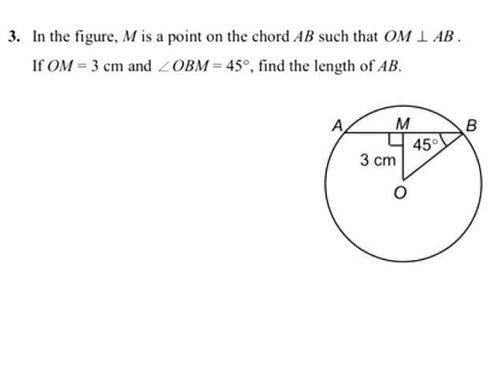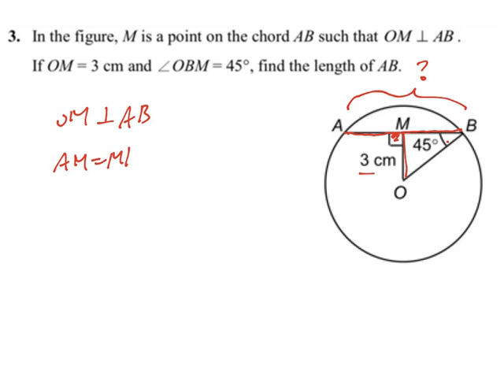Next, try to do question 3. For question 3, we have a midpoint. We have a point M, and chord AB is here, and OM is perpendicular to AB, so it is a right angle. And this is 3 cm. This one is 45 degrees. And then finally, we need to find the length of AB. So let's see. Okay, because OM is perpendicular to AB, so we know AM is equal to MB.